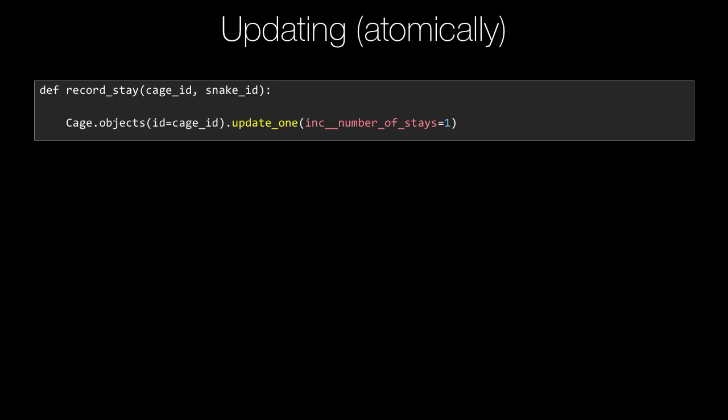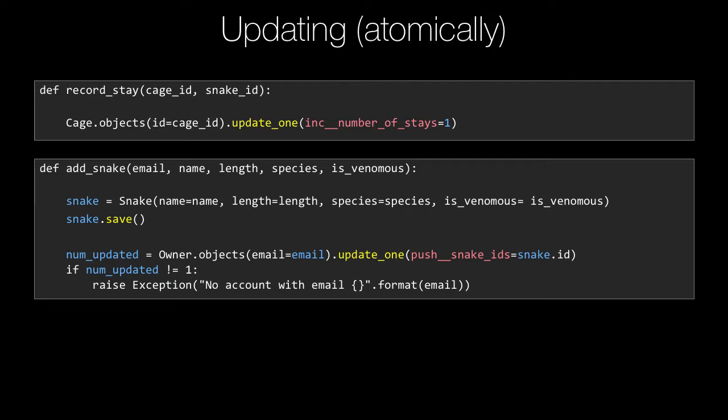So that's really great. Now, how about putting the snake ID on the owner? Well, we can do that too. Over here, we're adding a snake. We generate the snake, we call save. That's standard. That's an insert. But then this line where we have the number of updated, we have owner, objects, emails, email. And then instead of saying, get it back, make the change, append it to the snake IDs and call save, we're doing something with an operator. So we're saying update 1 and we're using the push operator. That's $push. And we're going to push it onto the snake IDs collection.